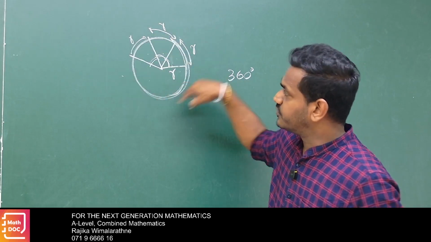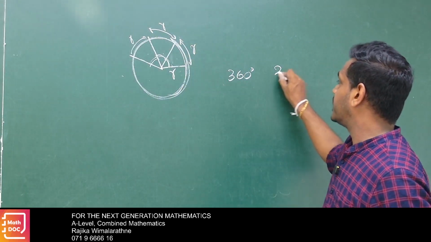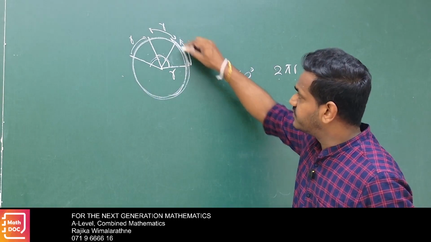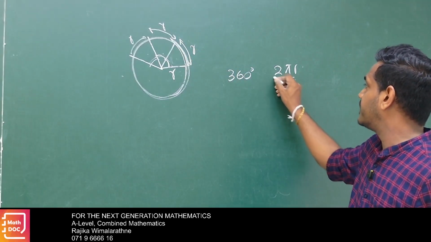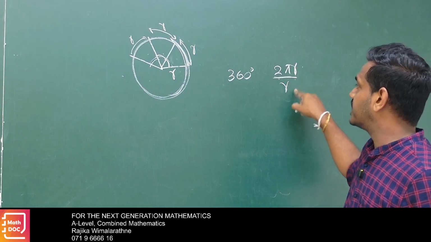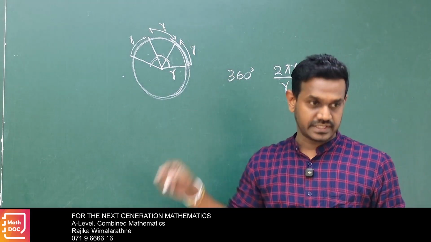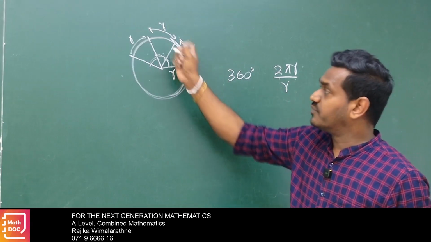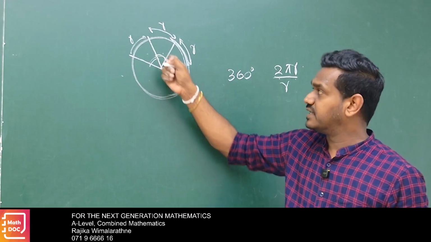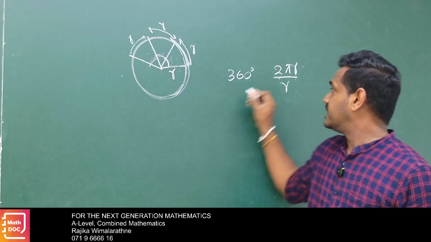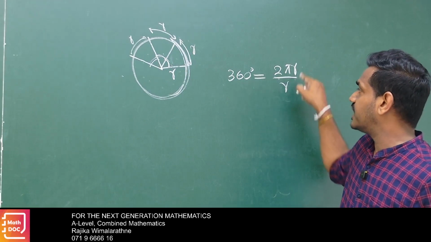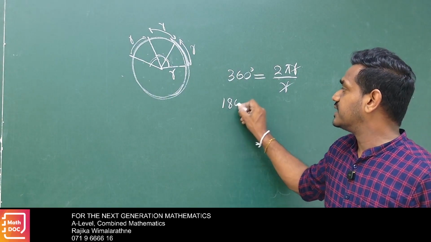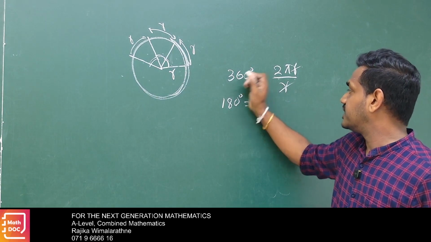Then we know the full circumference is 2 pi r, no? Here one segment has length r, so 2 pi r divided by r represents the number of segments, no? The number of segments means the number of radians, no? 1 radian, 2 radians, 3 radians, and so on. Then 360 degrees equals 2 pi r divided by r in radians. So now simplify: 180 degrees equals pi in radians.